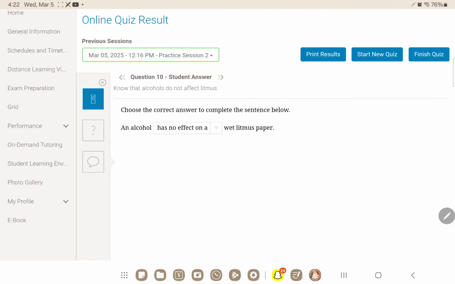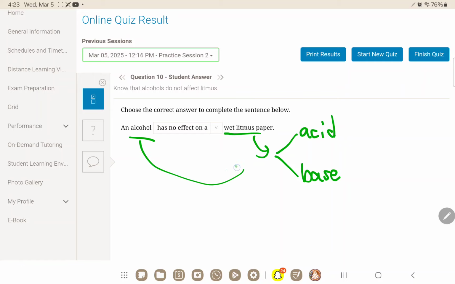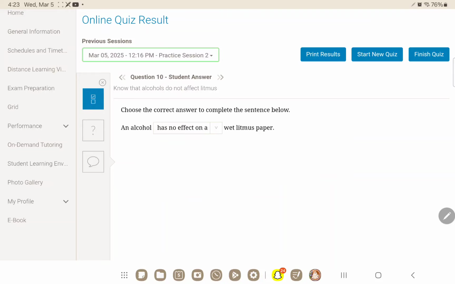Okay, so an alcohol has what effect on wet litmus paper? We know the only thing that affects litmus paper is either an acid or a base. Whereas an alcohol is none of the above. So it will have no effect on wet litmus. Moving on.